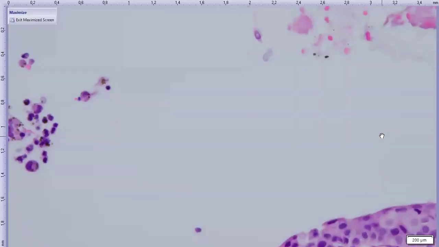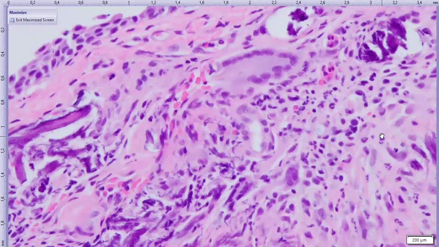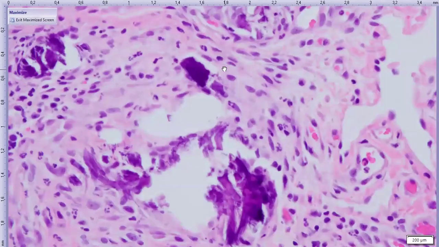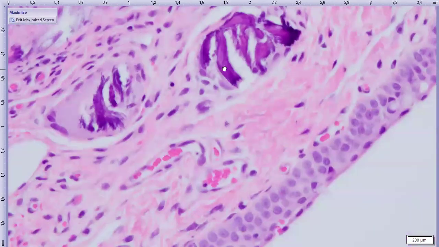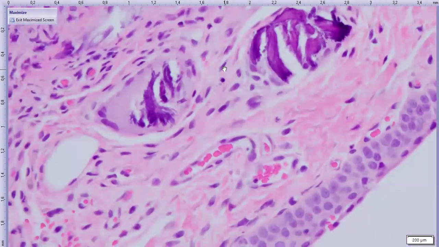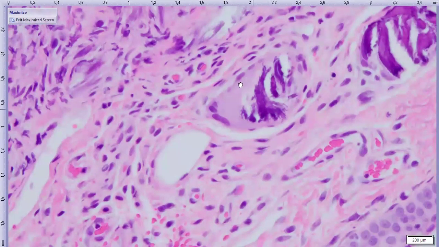Oh, look at that beautiful giant cell. It's so pretty. Is that a Touton giant cell? I'm not sure. Anyway, I did not find a population of eosinophils in this. Here's a multinucleate giant cell with mineral inside it.